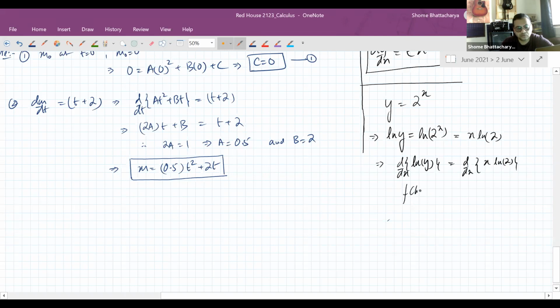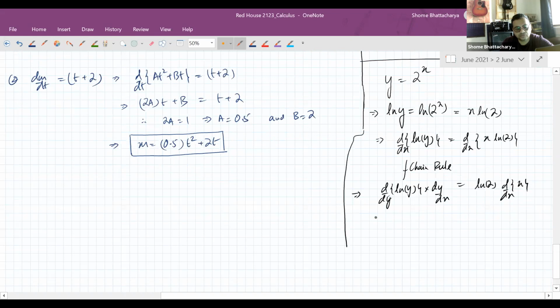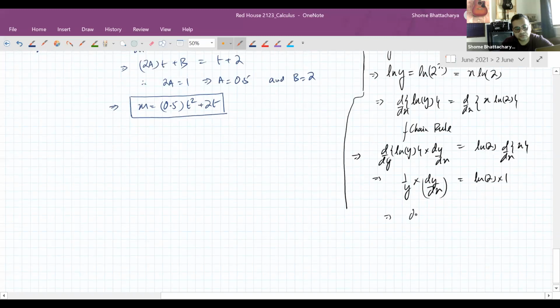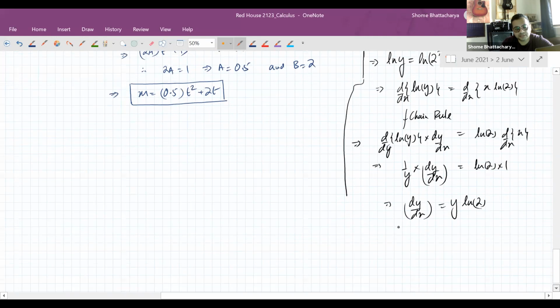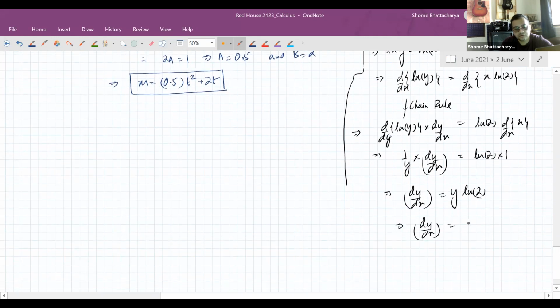Now chain rule. So d by dx of ln y can be treated as differentiation with respect to y of ln y into dy by dx. And on the right hand side, ln 2 is a constant, so it will come out, into differentiation of x. So differentiation of ln y with respect to y will become 1 by y. And on the right hand side, differentiation of x is 1. So as you can see, dy by dx is going to become y times ln 2. ln 2 is just a constant. And y was what? 2 raised to the power x. So dy by dx will become 2 raised to the power x times ln 2.